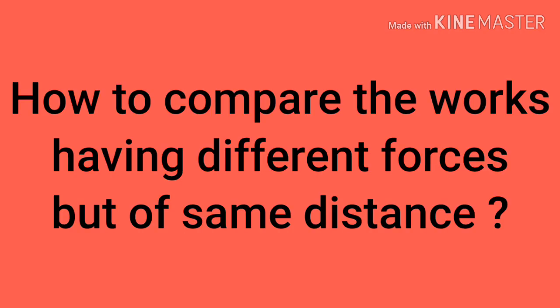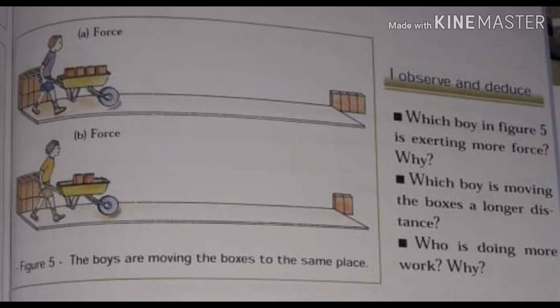How to compare works having different forces but the same distance. كيف نقارن عملين لهما قوة مختلفة ولكن على نفس المسافة. The boys are moving the boxes to the same place. نلاحظ عنا A و B same distance بدنا يودوهن ولكن في عندن different force لأنه الأثقال مختلفة. Which boy in the figure is exerting more force? أكيد, force of A is greater than force of B.